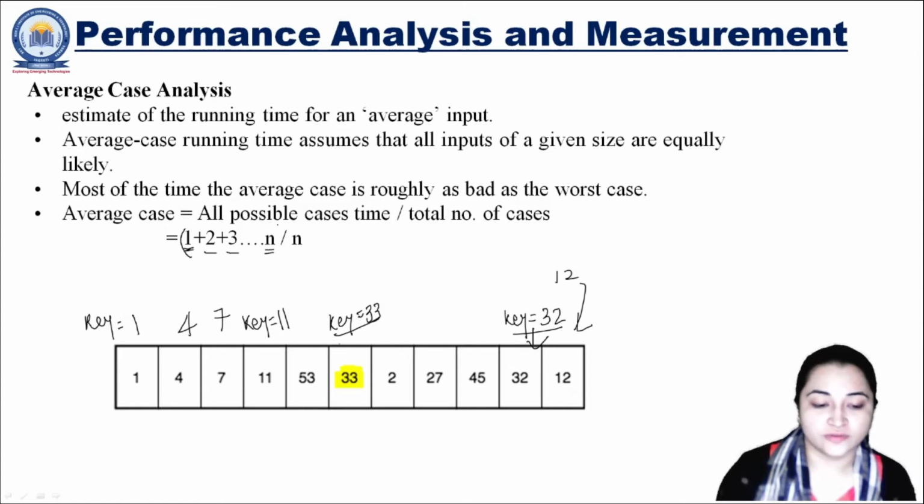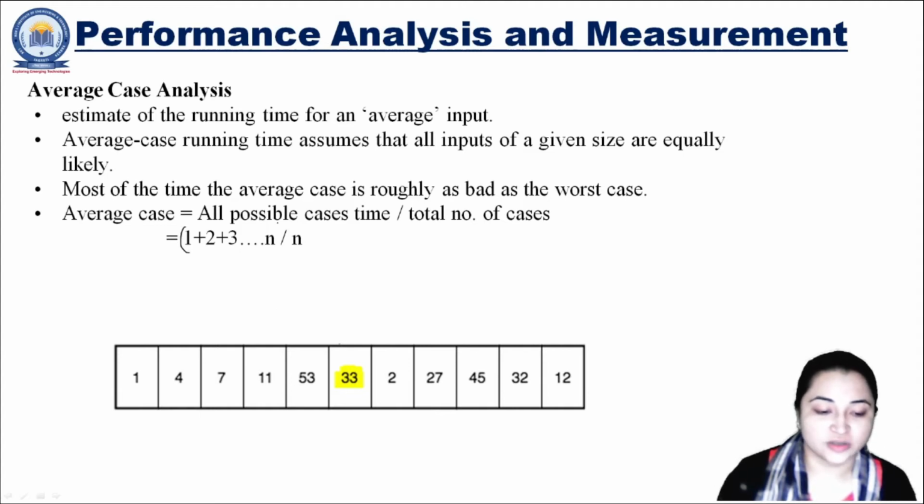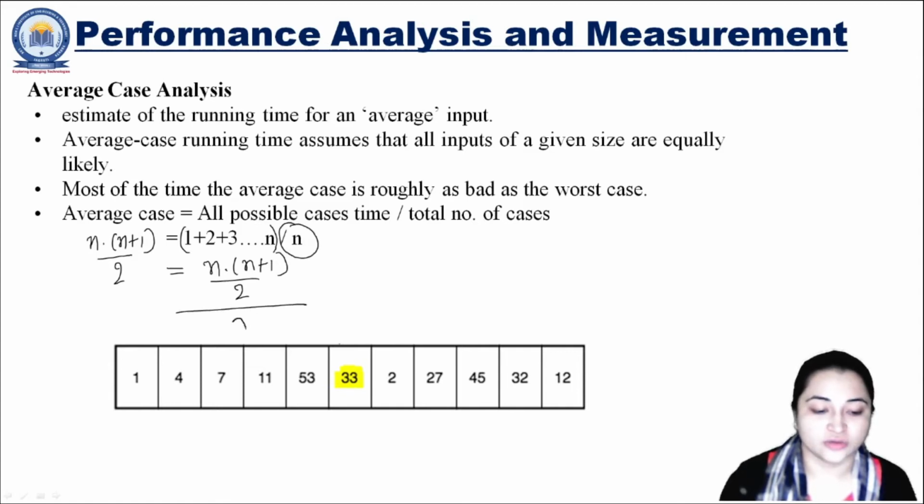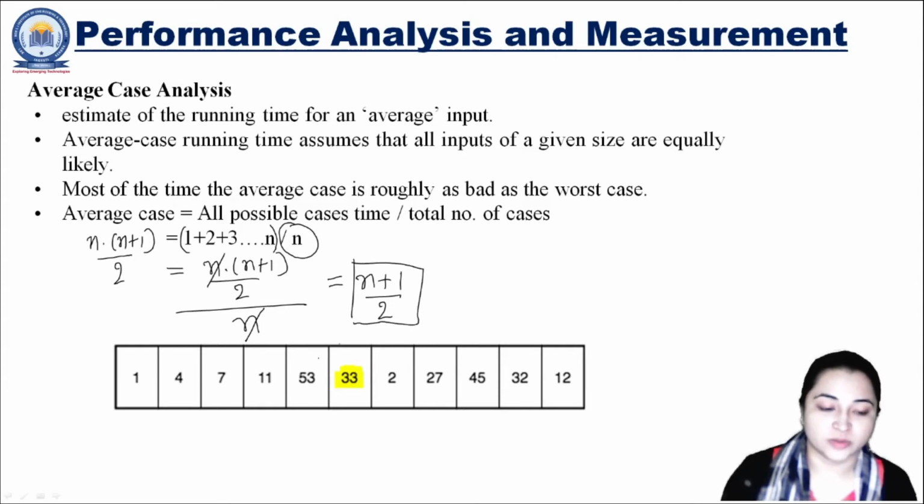So what we will do? We will add up all the possible cases running time and we will divide it by the total number of cases, that is n. What will be the summation of 1 plus 2 up to n? It is a series that will be reduced to n into n plus 1 by 2. And here we have total number of cases, that is n. So we will divide it by n. So this n and this n will be cancelled out and we will be left with n plus 1 by 2. Okay, so in this case average case time complexity will be n plus 1 by 2.